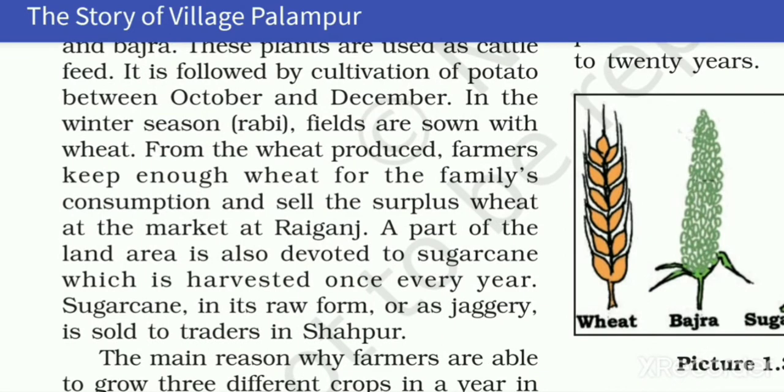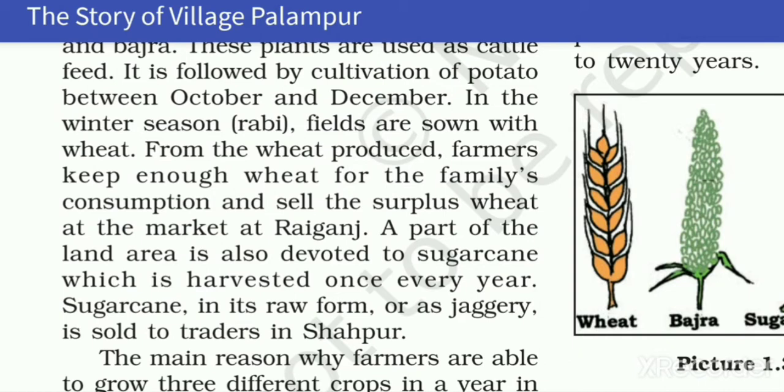After that, Rabi crops are grown. What are Rabi crops? The Rabi crops are sown in the period between October's end and December, or better I say during winter season, and harvested between March and April. Important Rabi crops grown in Palampur are wheat, potato, sugarcane, etc. Farmers keep enough wheat for the family's consumption and sell the surplus wheat at the market at Raiganj, while they produce jaggery or gur from sugarcane to sell to the traders of Shahpur.